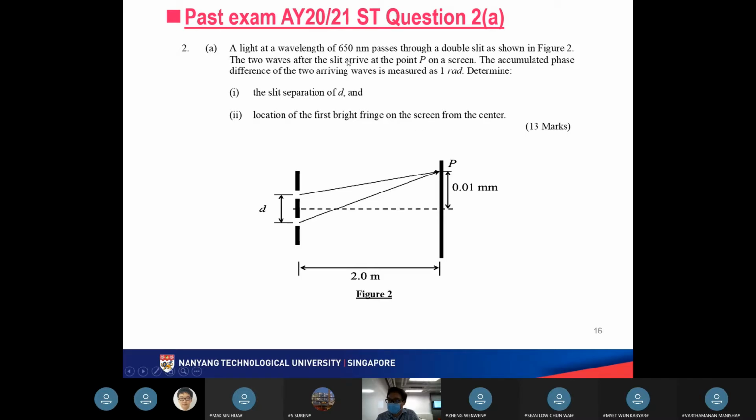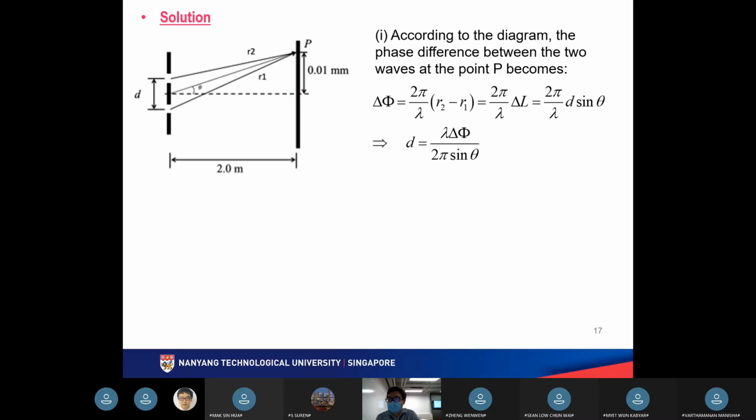It gave us, for example, the wavelength. It gave us an optical path difference. We want to get what D is. What is D? Okay, so that is for Young's double slit.